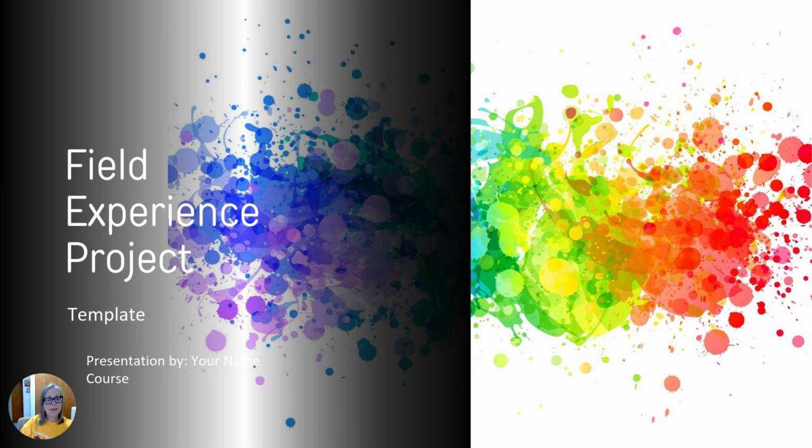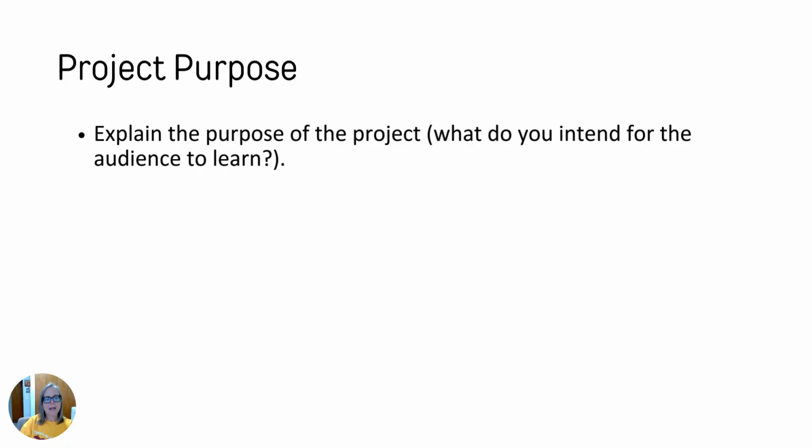This is the template that you will use for your field experience project. So on the title slide, you want to put the title of the project, your name, the semester, and the title of our course, which is SPE 250, Reaching and Teaching Diverse Learners. And then your next slide will be explaining the purpose of the project.